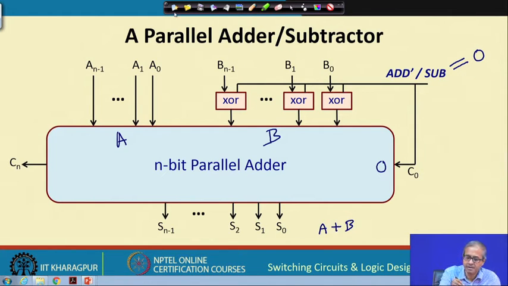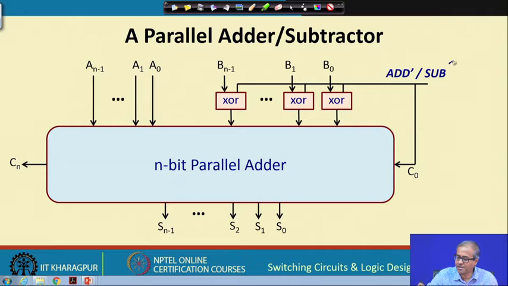Right. Now, suppose I apply add/subtract control input 1. So, if I apply 1, what will happen? First thing is that the XOR gates will be doing the NOT of each of the B_i's. So, A will be applied here, but here the 1's complement of B will come, and the carry input is also 1. So, basically the 2's complement will get added, and what we will get is A minus B.